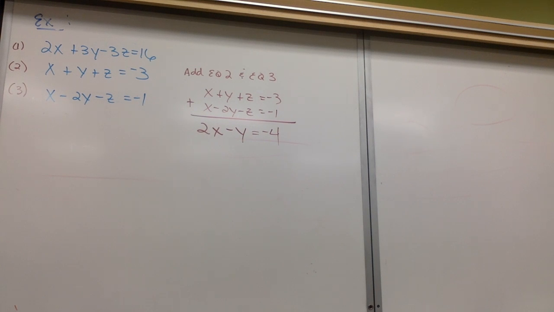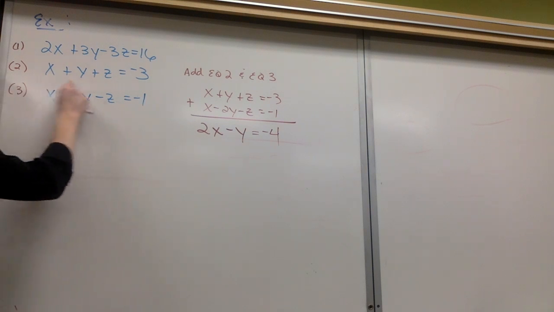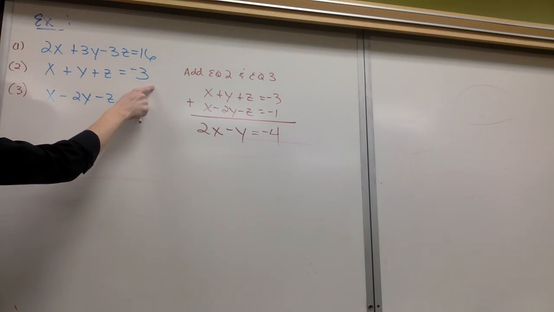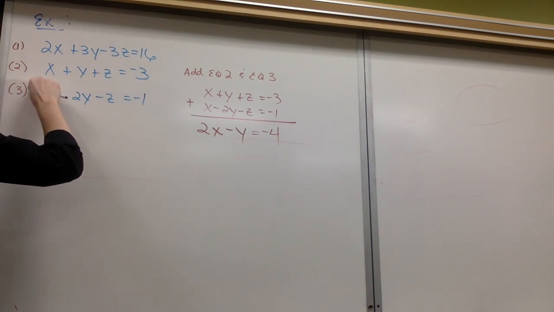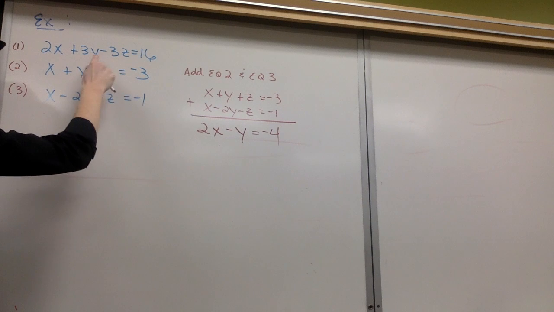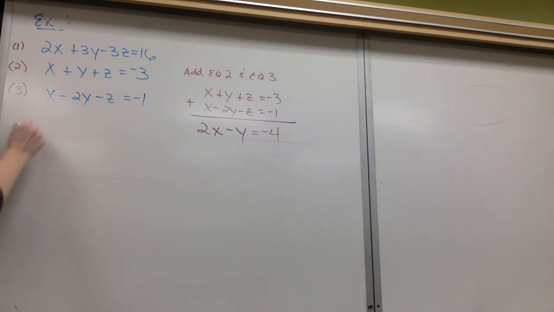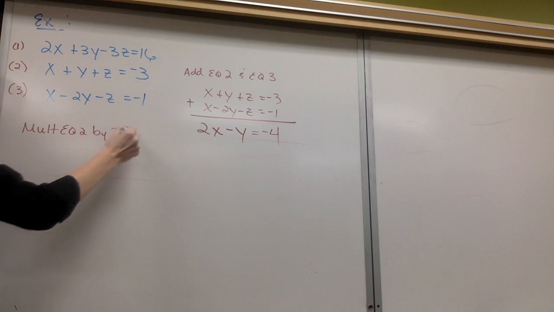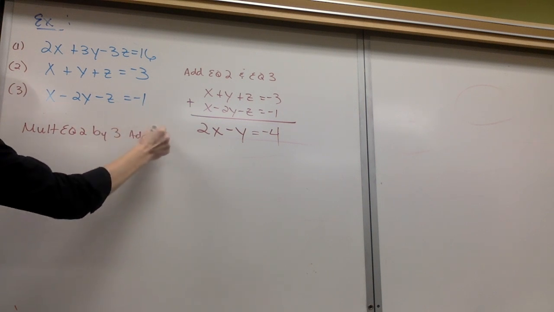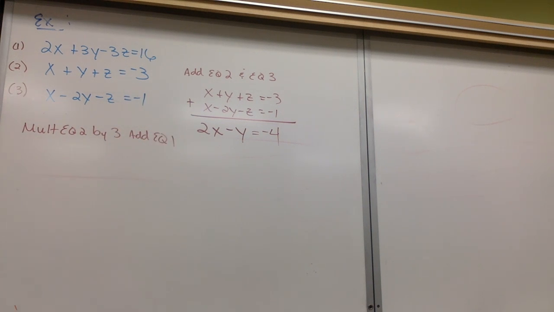And, well, I don't know. How about let's multiply this equation by negative 3 and add to this guy. Or actually, I'm sorry. Let's multiply this by positive 3 and add to this guy. That'll get rid of the z's. So I'm going to write down that step. Multiply equation 2 by 3. And then we're going to add it to equation 1. Okay? So here we go.